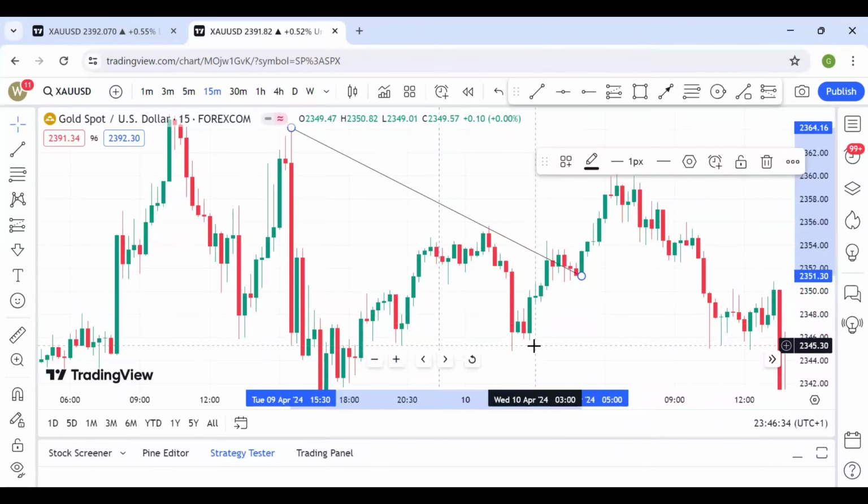Placing your stop loss below the low of the bullish engulfing candle. So your stop loss is going to be on the low of the bullish engulfing candle. Then your entry should be where the candle closes. You can see that this candle closes above the bullish engulfing candle.